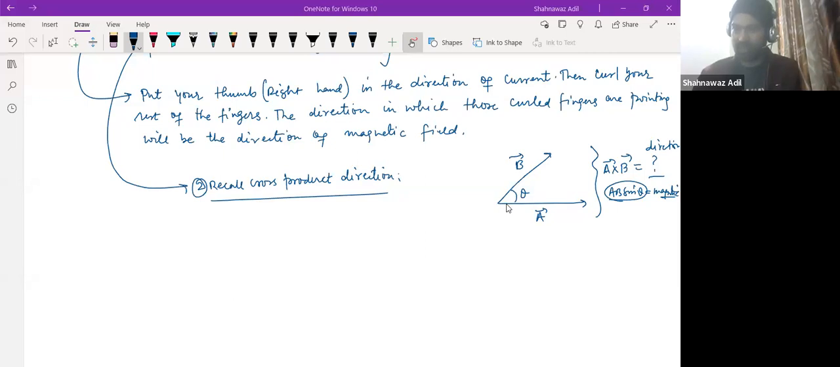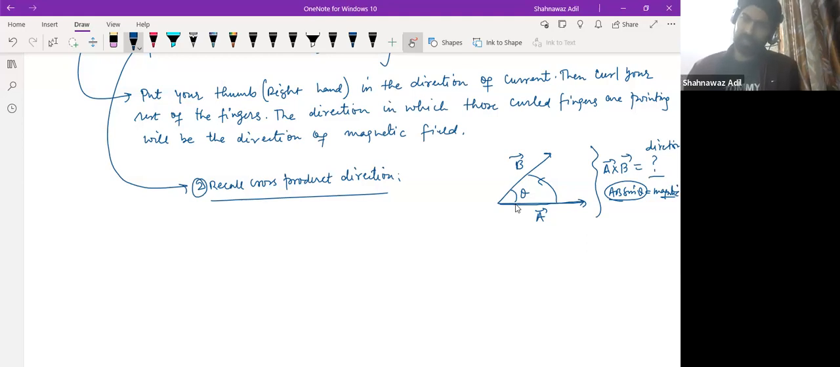So this is how we calculate the direction of the cross product. Do you remember it now? Yes, sir. We place our fingertips in this direction, and the palm is showing the direction of this B vector, and then we curl our fingers. So whatever direction our thumb is pointing out, what direction is that? Can you tell me if that is inward or outward?